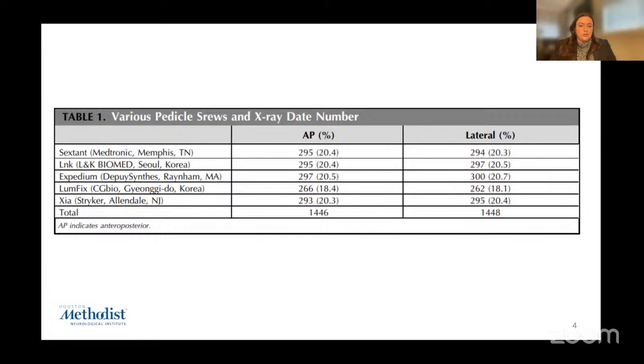This is just to show that they have an equal amount in each company, and then each subset of AP and lateral radiographs. No discrepancy there. It's almost perfect.